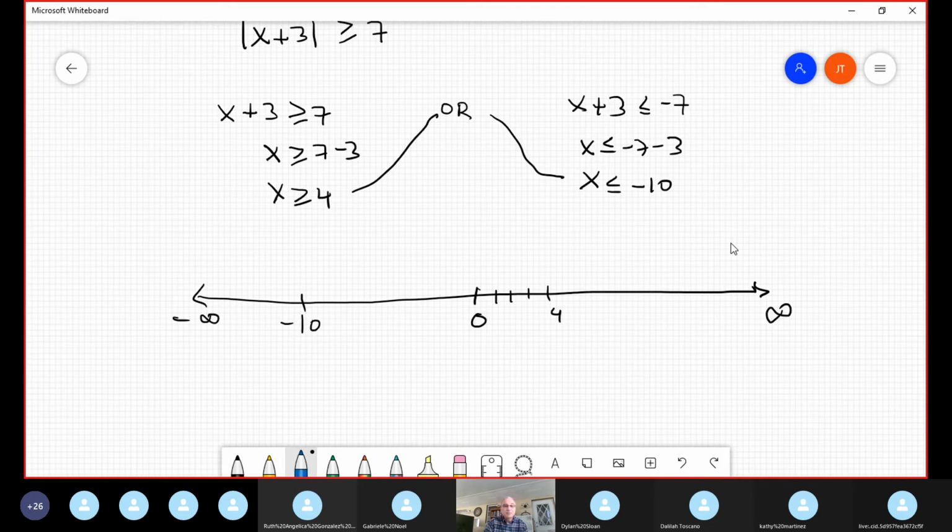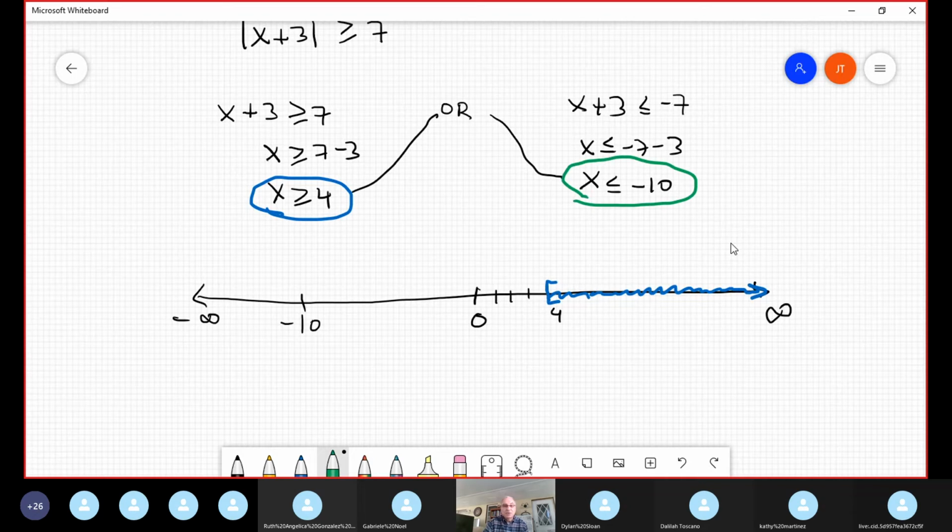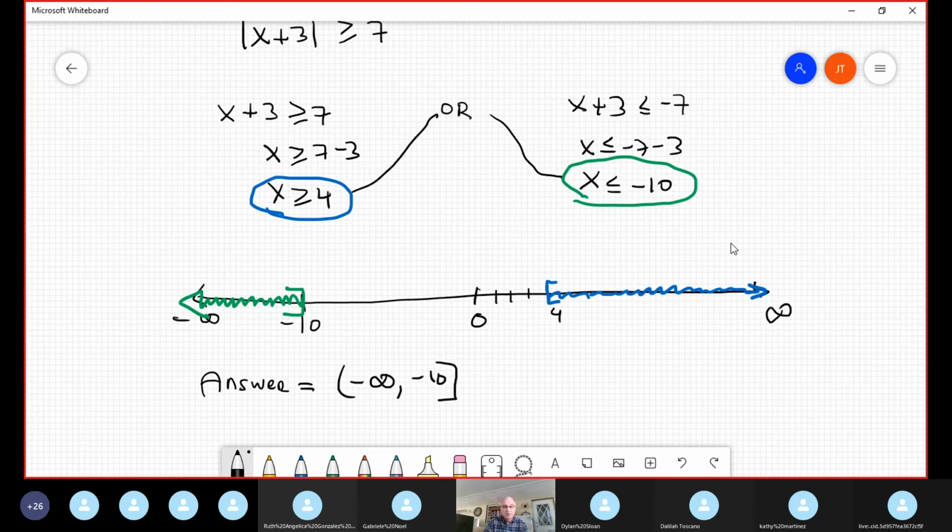So basically, that part is from 4 to infinity. Include 4, because I see the equal sign here: bracket. The symbolic way to indicate this idea is a bracket. And the second piece is from negative 10, but to the left, because of the less than. And again a bracket. So what is the final answer? My final answer is from negative infinity, comma, negative 10, bracket, this piece, the green part, union, 4, comma, infinity.